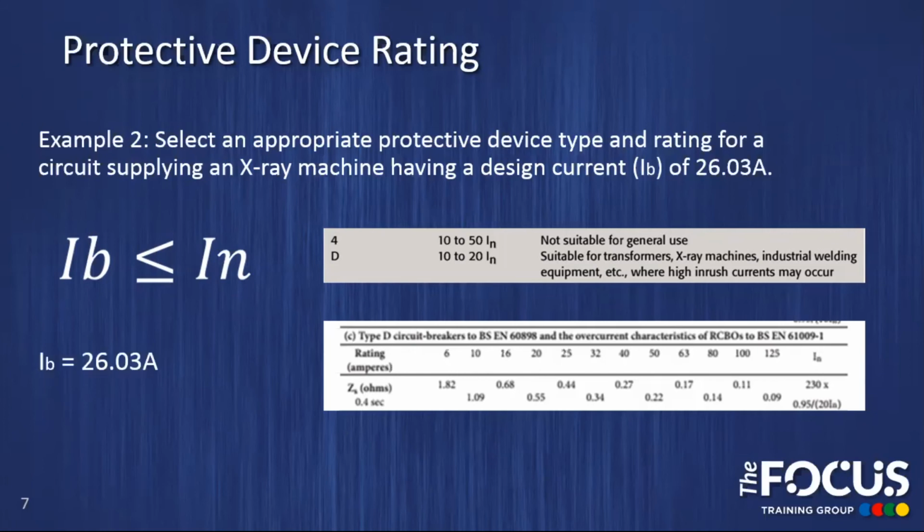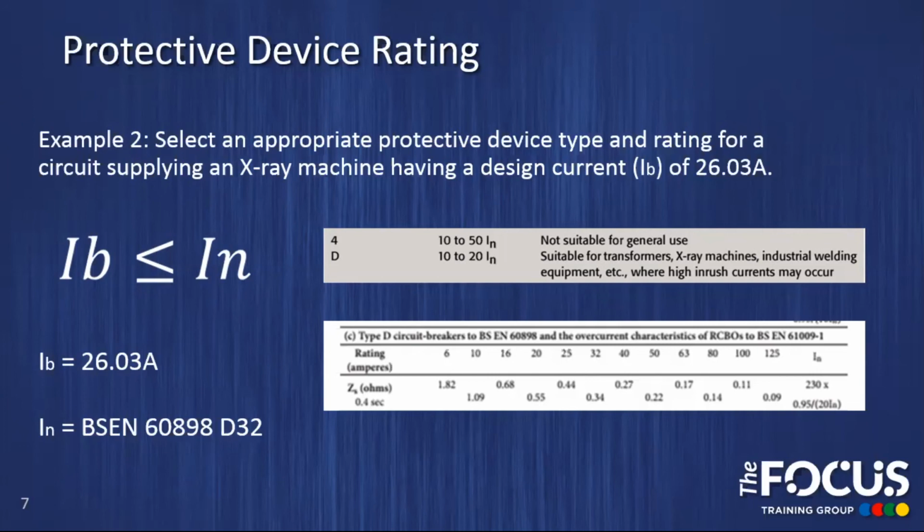Looking at the table from BS7671, we can see the different ratings of Type D circuit breakers. We look at our design current, which is 26.03 amps. Look along the line and we can see that we have a 25 amp Type D, which would be too small because it would be less than IB. So we need the next size up. So that's going to be a 32. Therefore, I'm going to choose this time, because we've got an X-ray machine in a commercial premises, probably not going to have any need for an RCD protection. So we're going to choose a BS-EN 60898 miniature circuit breaker and Type D rating 32 amps.